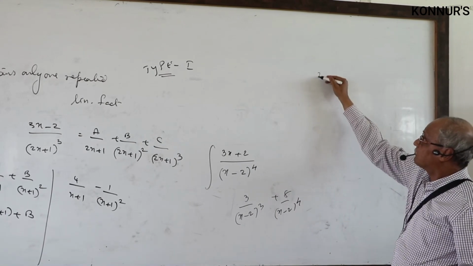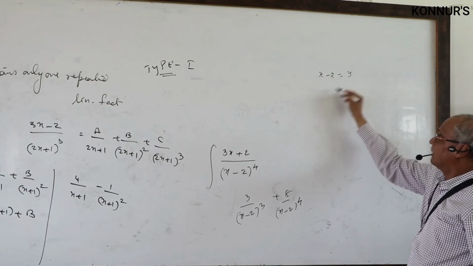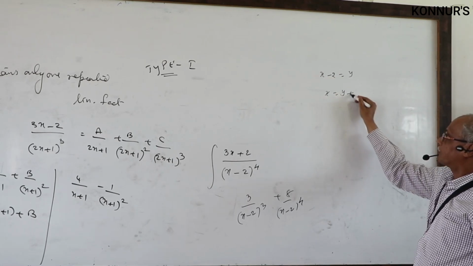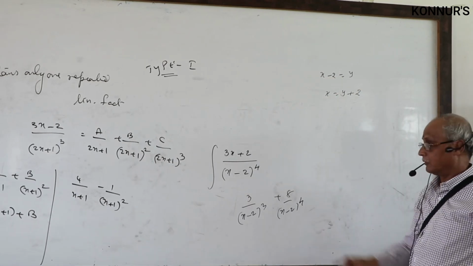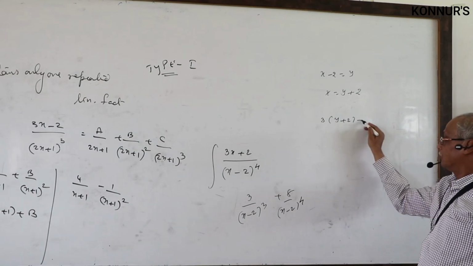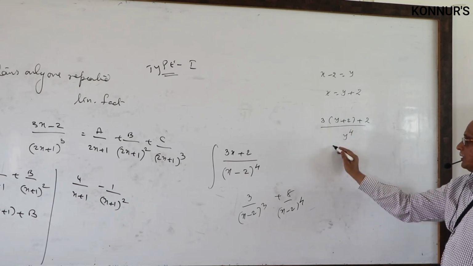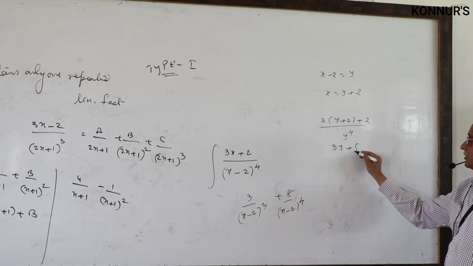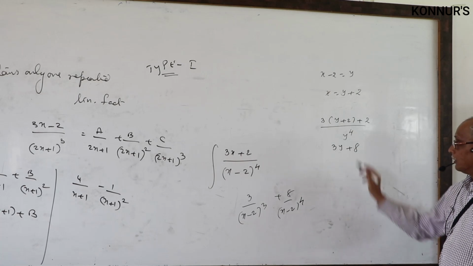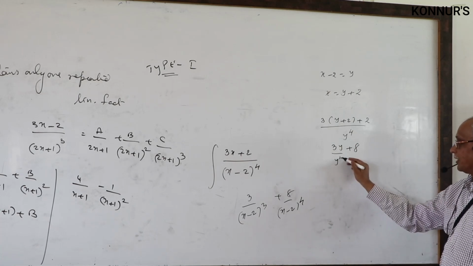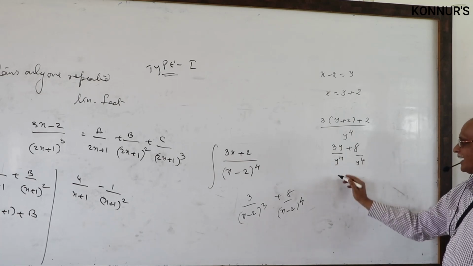See, what is the substitution here? x minus 2 is y, x equal to y plus 2. Write down there: 3y plus 6 plus 2, that is 8, by y power 4. Simplify, means multiply. Then split the denominator. 1 y cancels.